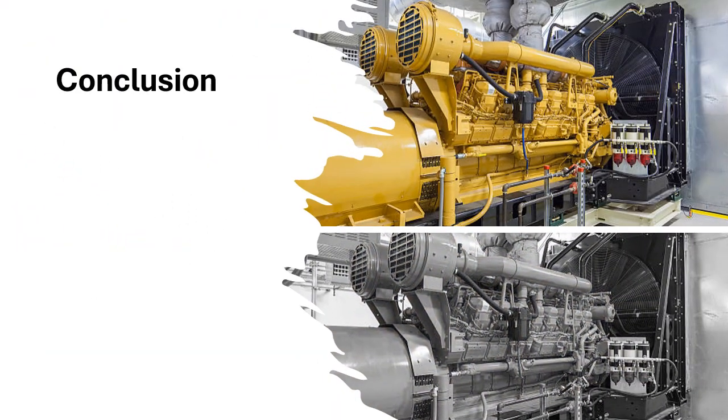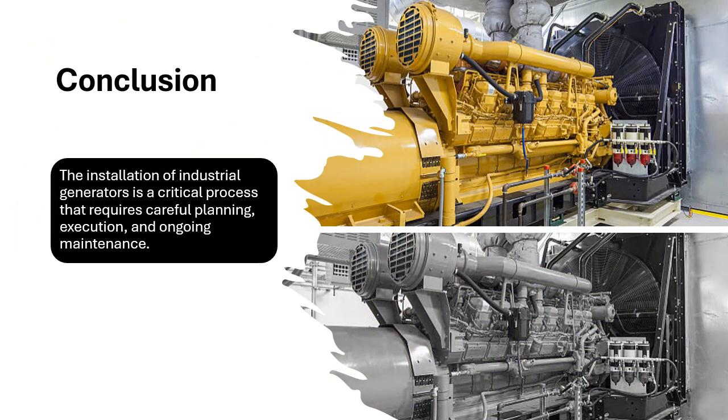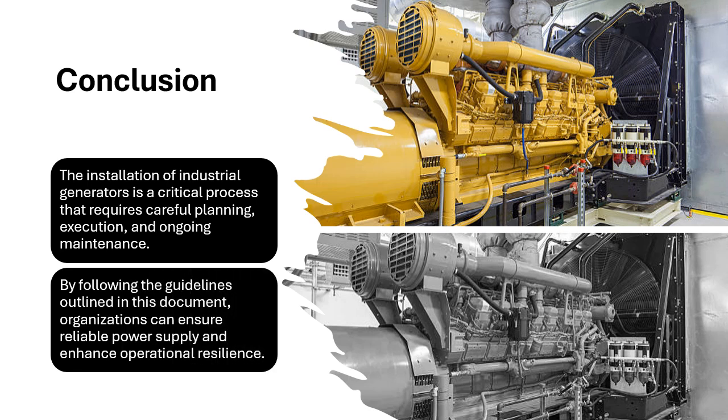Conclusion. The installation of industrial generators is a critical process that requires careful planning, execution, and ongoing maintenance. By following the guidelines outlined in this document, organizations can ensure reliable power supply and enhance operational resilience.